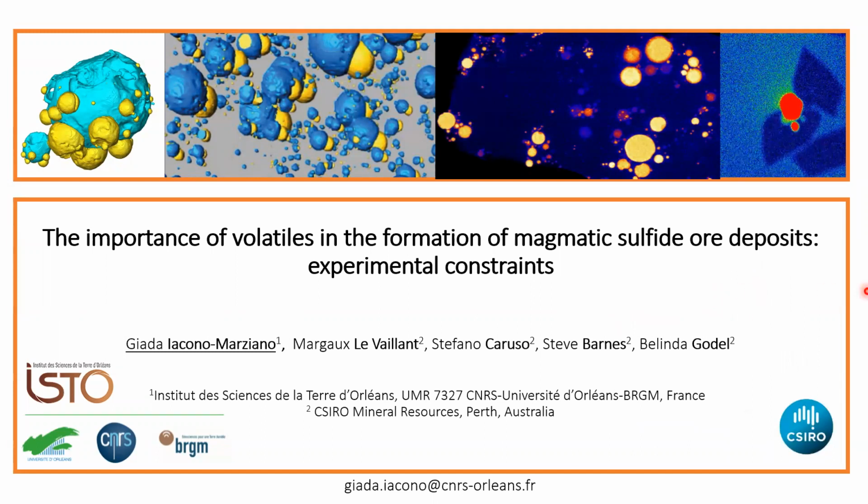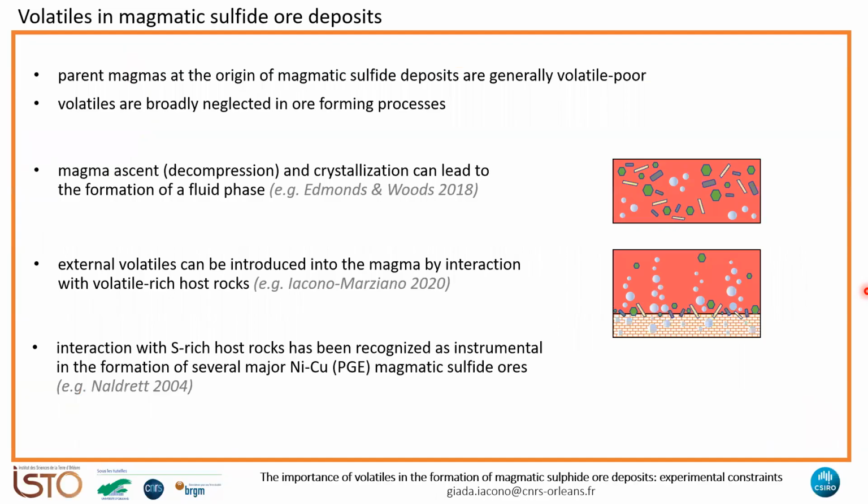Okay, so I hope that the importance of volatiles in the formation of magmatic sulfide ores will wake you up. So first of all, why should we care about volatiles in magmatic sulfide ores if the parent magmas at the origin of this magmatic system are generally volatile poor? We should care because even if the magma is initially volatile poor, magma ascent and crystallization can lead to the formation of a fluid phase at a relatively late magmatic stage.